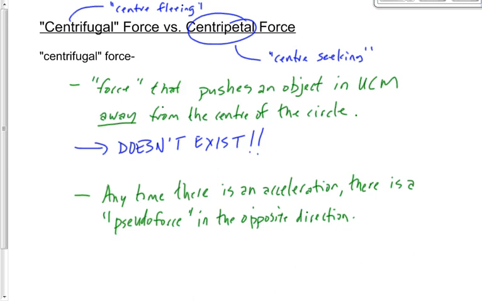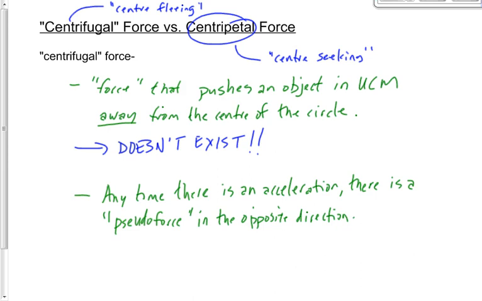You're being pushed toward the center of a circle. What does it feel like? It feels like you're being pushed out toward the outside. You're sitting at a stop sign, car hits you from behind, it feels like you're being pushed back into your seat, really you're being pushed forward. You're rounding a circle, it feels like you're being pushed to the outside, really you're being pushed to the inside. Anytime you have an acceleration, we have a pseudo force in the opposite direction, which in this case would be toward the outside of the circle, because there's really an acceleration toward the inside of the circle.